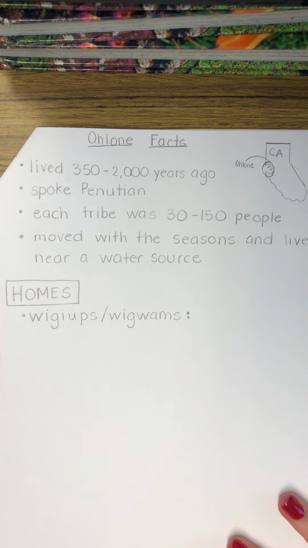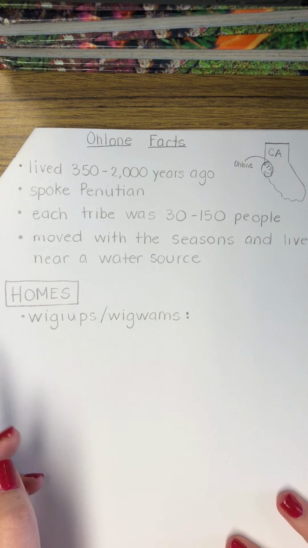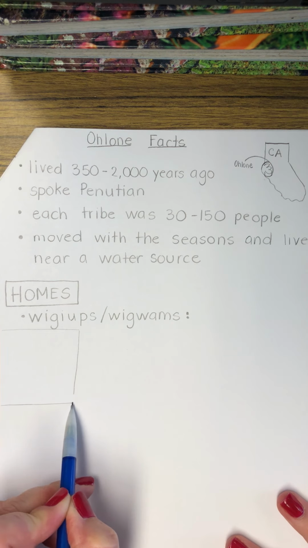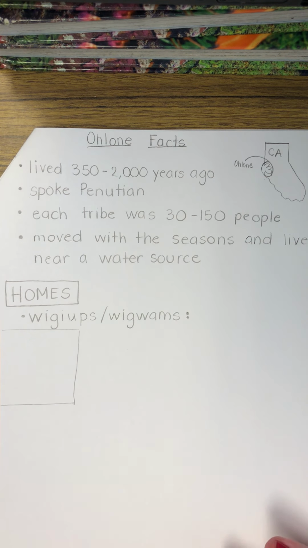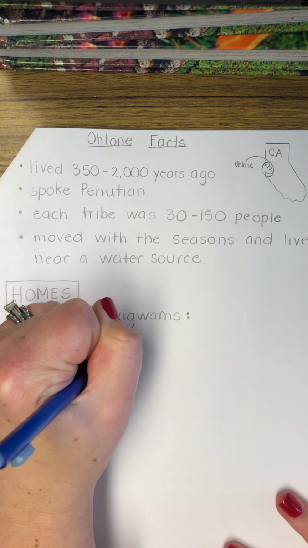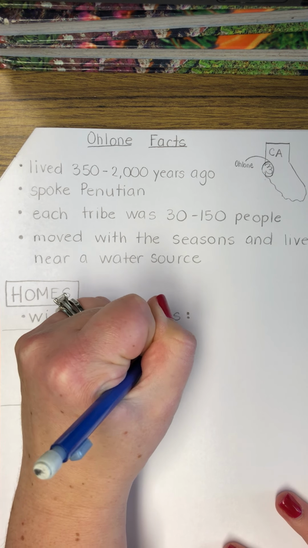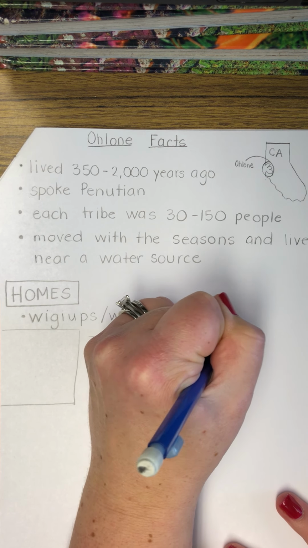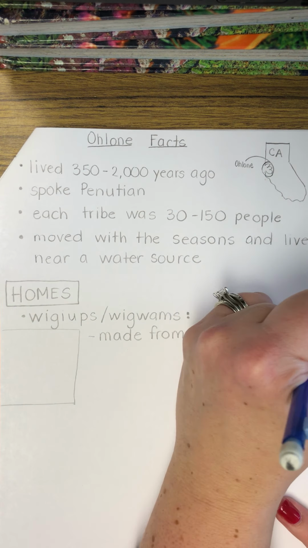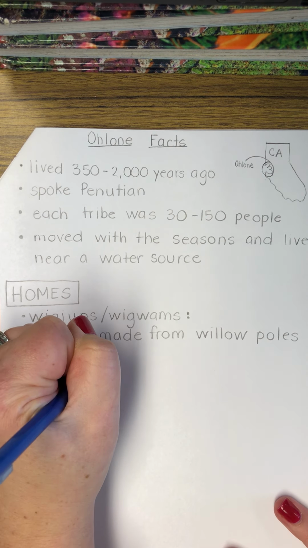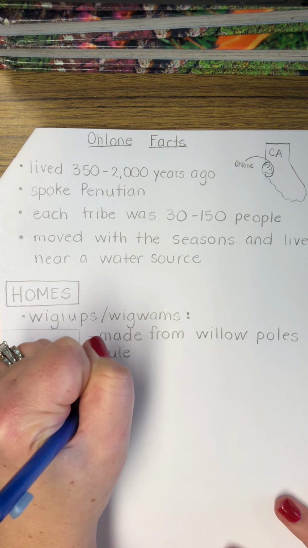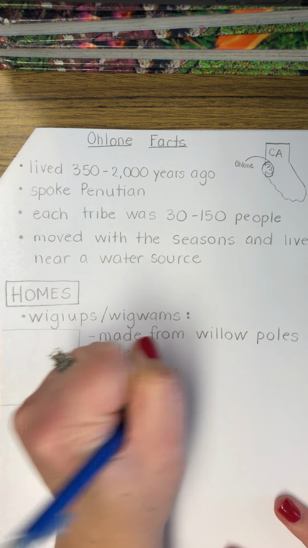All right, first of all, I'm going to scoot over because I'm going to leave a little space here. Make a little box here for myself. I'm going to draw a wiggy-up in just a moment, but I want to make sure I get my notes done. Okay, first of all, wiggy-ups were made from willow poles, okay, from willow trees, and tule, right? We've talked about that. They dried that tule, okay? All wiggy-ups had a hole in the top to release smoke, right?